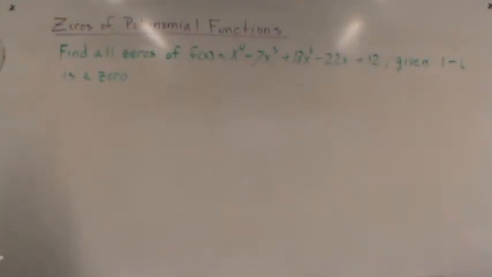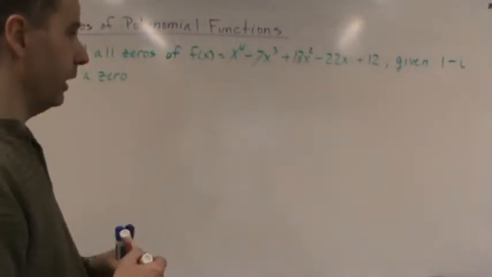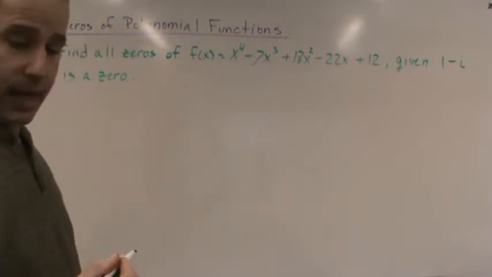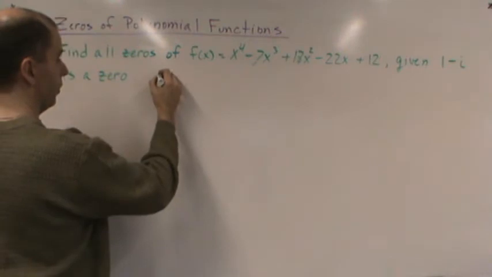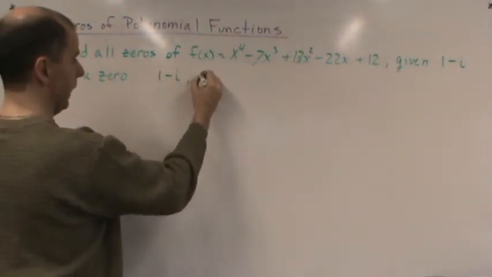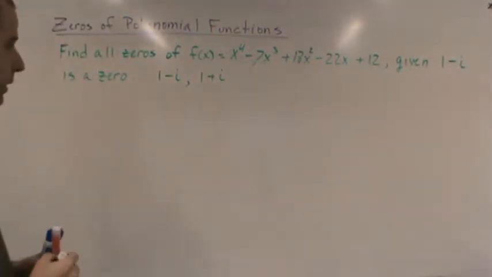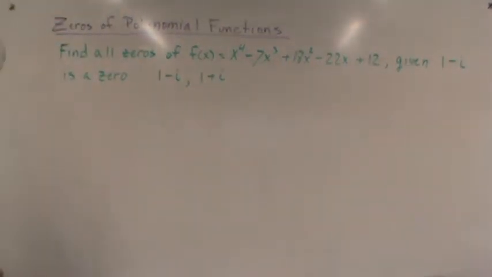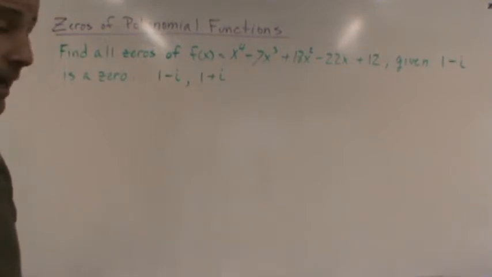So, if that's the case, then we can use the fact that it's a complex number and that also 1 plus i must also be a zero. So that means 1 minus i and 1 plus i are zeros. Now, that'll give us two of the factors, but we need to figure out what the last factor is.